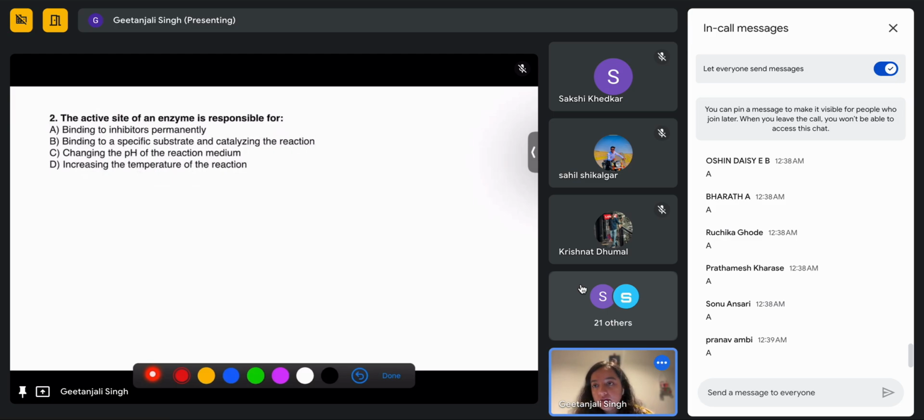Let's see the second question. The active site of an enzyme is responsible for A. Binding to inhibitors permanently. B. Binding to a specific substrate and catalyzing the reaction. C. Changing the pH of the reaction medium. D. Increasing the temperature of the reaction.